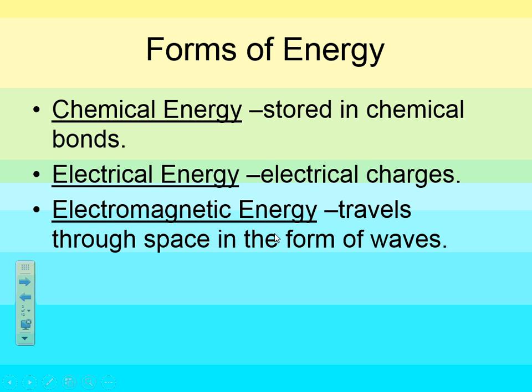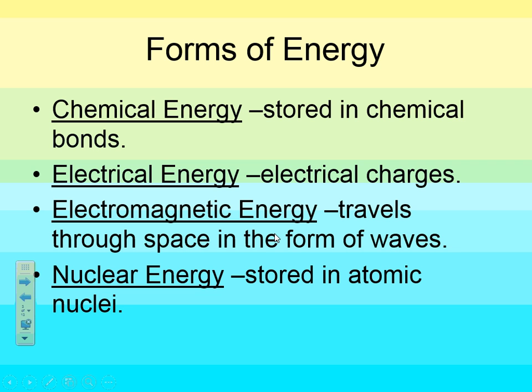You have electromagnetic energy, and we're going to talk about this in chapter 16 or 17 and 18 when we talk about light. That's how light travels through space. Nuclear energy. You might have heard about nuclear energy and nuclear bombs. That's kind of how nuclear energy works. That's the energy stored in the nucleus of an atom.